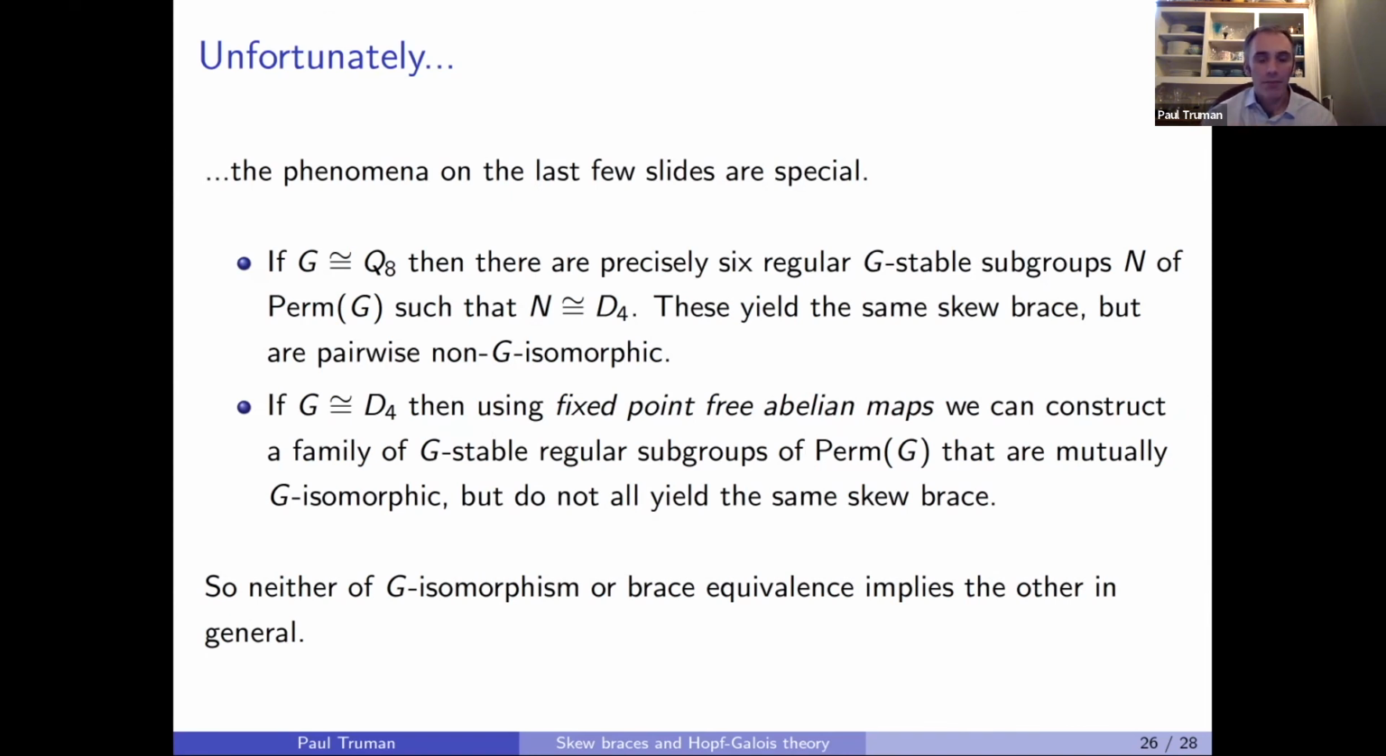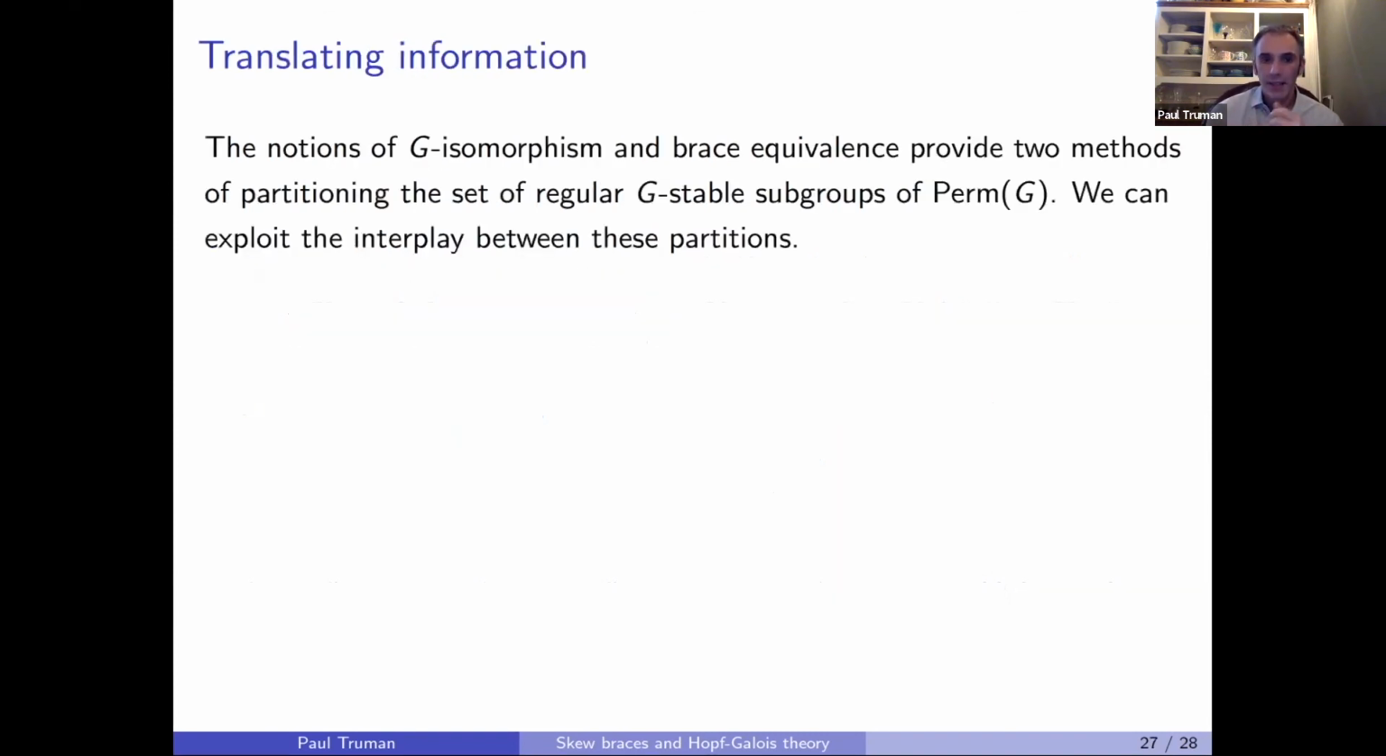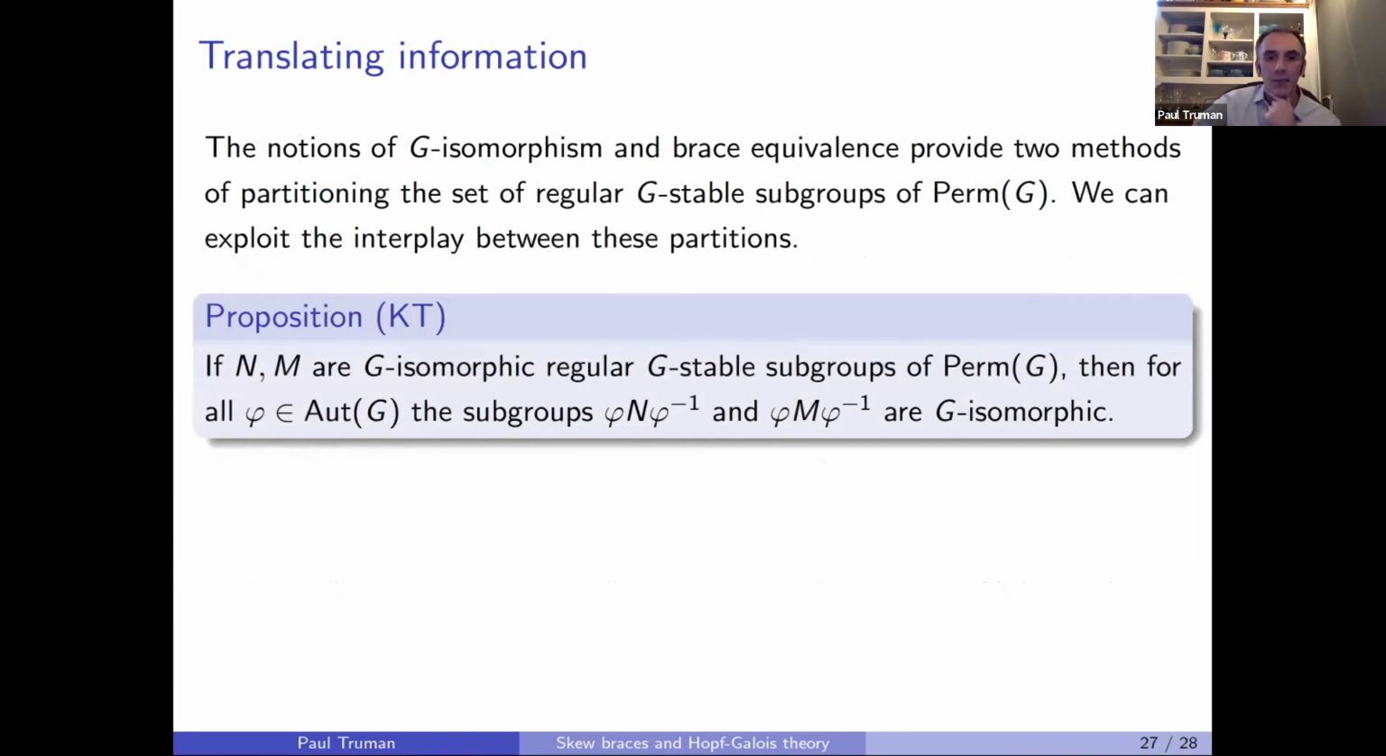So these ideas of G isomorphism and brace equivalence that we set out to study don't interact in a particularly clean way in general, but they do give us 2 partitions of the set of G-stable regular subgroups, or the set of Hopf-Galois structures, however you like to think about it. There are these different ways of identifying the subgroups, and there seems to be some mileage in interacting these partitions in various ways. So there's some interesting interplay between them.